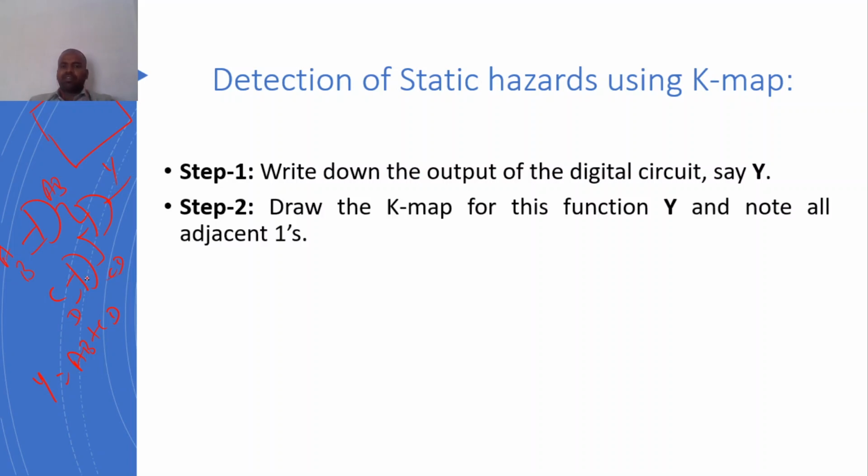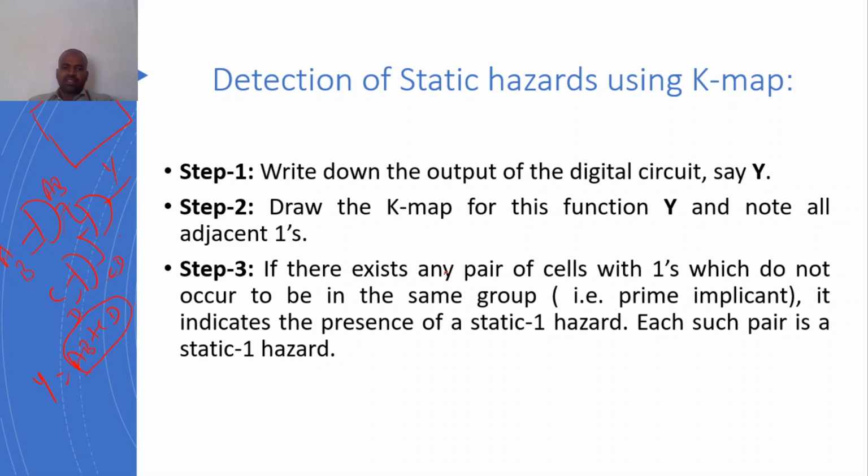Second step, draw the K-map for the function. For this expression we are going to draw the K-map. It is just a reverse process. So far we have discussed combinational design procedures from description to truth table to K-map, and K-map to logic diagram. But for hazard detection, we go from the logic diagram, then the expression, then the K-map. If there exists any pair of cells with ones which do not appear in the same group, it indicates the presence of a static 1 hazard. Each such pair is a static 1 hazard.